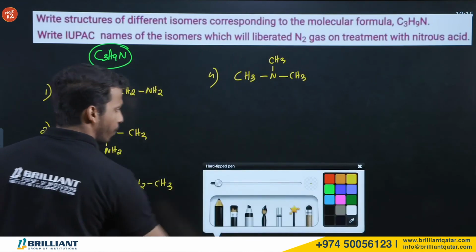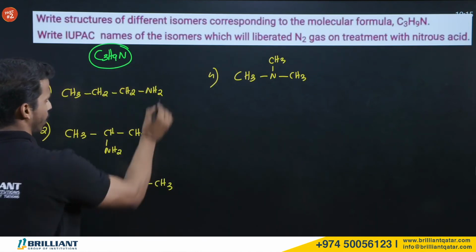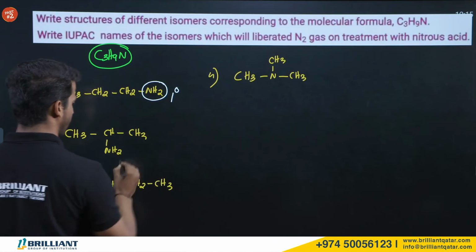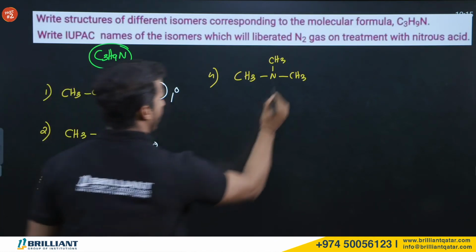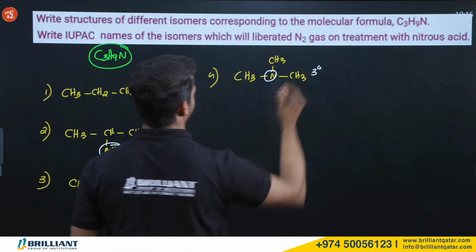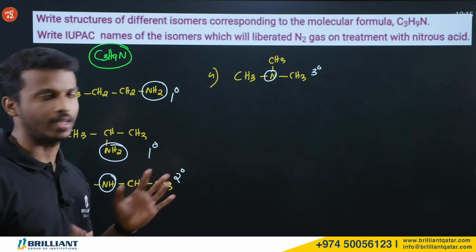All of you, please tell me which are primary, which are secondary, which are tertiary. You know, it contains an NH2 group, therefore it's primary. NH2 group, primary. NH group, secondary. And N, which means tertiary. Okay, we did the structure of the molecules and identified which are primary, secondary, tertiary.